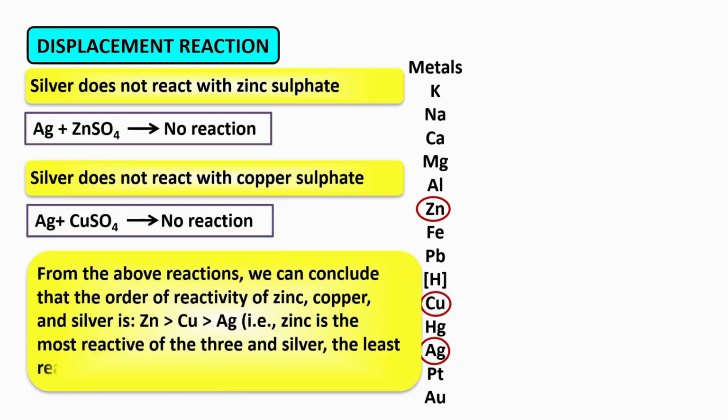From the above reactions, we can conclude that the order of reactivity of zinc, copper, and silver is Zn greater than Cu greater than Ag. That is, zinc is the most reactive of the three, and silver is the least reactive.